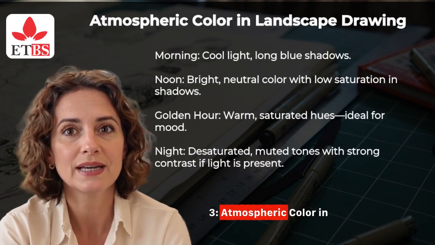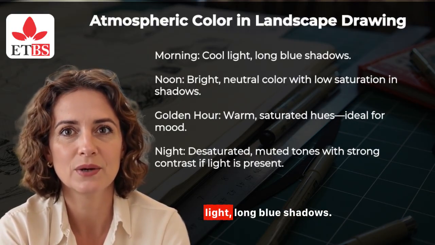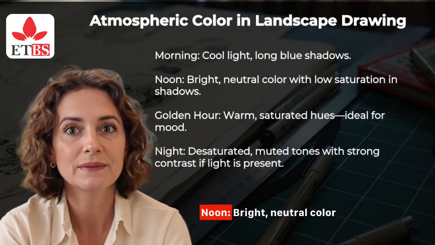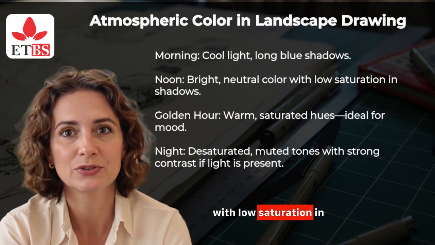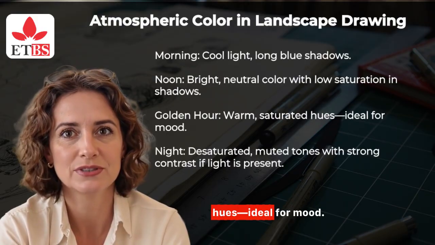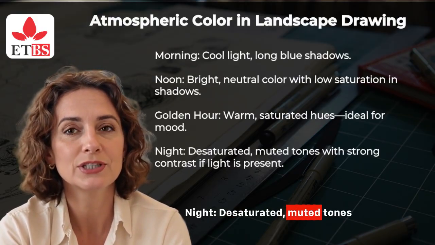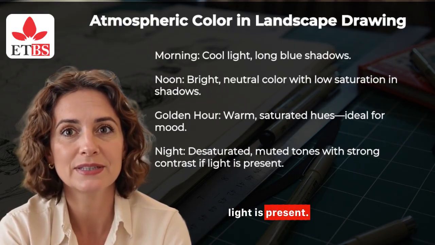3. Atmospheric colour in landscape drawing. A. Time of day and colour shift. Morning: cool light, long blue shadows. Noon: bright neutral colour with low saturation in shadows. Golden hour: warm saturated hues, ideal for mood. Night: desaturated, muted tones with strong contrast if light is present.